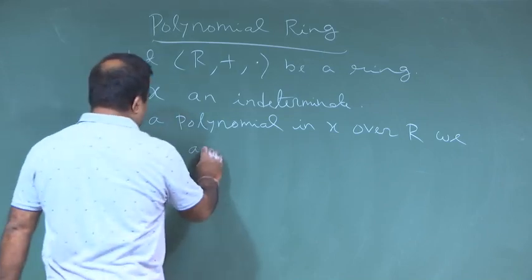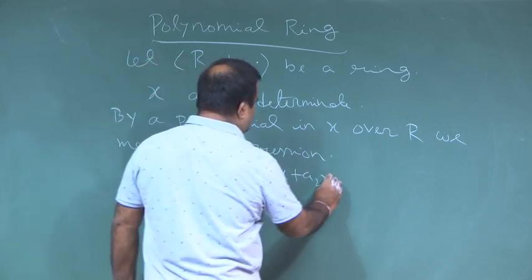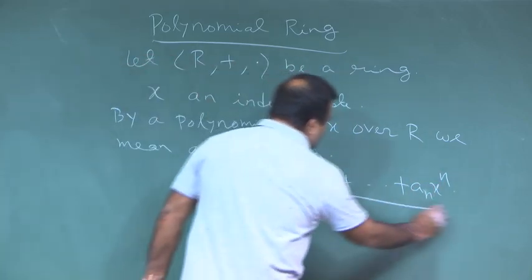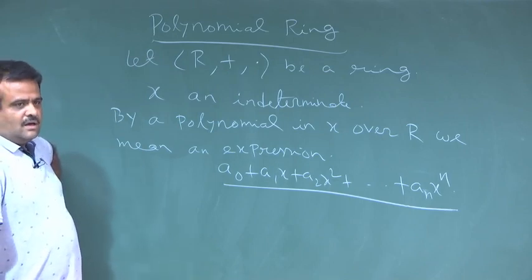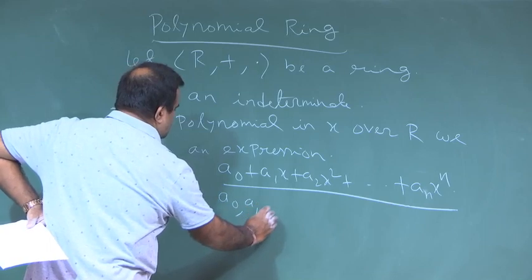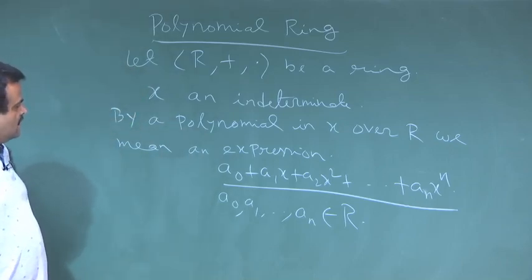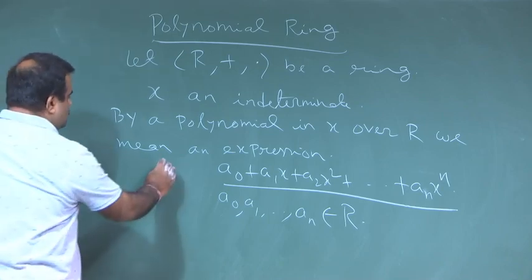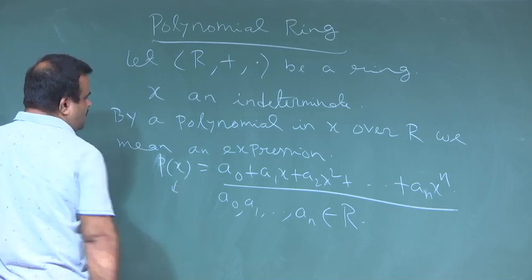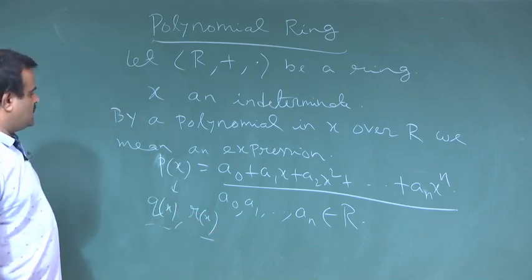An expression like this: a0 plus a1 x plus a2 x squared plus dot dot dot plus an x to the power n. This is called a polynomial in the indeterminate x over R. Over R means these coefficients come from R. This is called a polynomial of degree n, and it is denoted by p(x). So, this is a polynomial of degree n over R. Now, we can have another polynomial q(x), r(x). So, we represent polynomials by p(x), q(x), r(x) in this way.